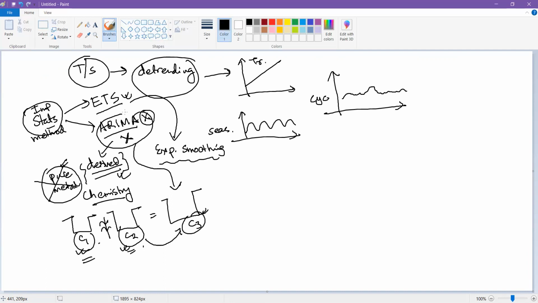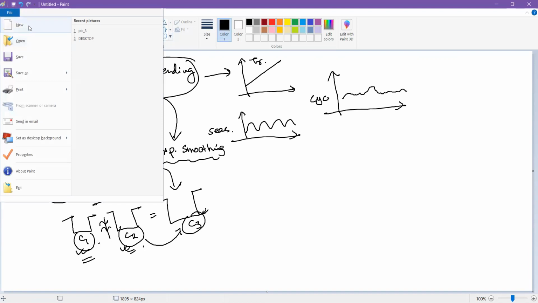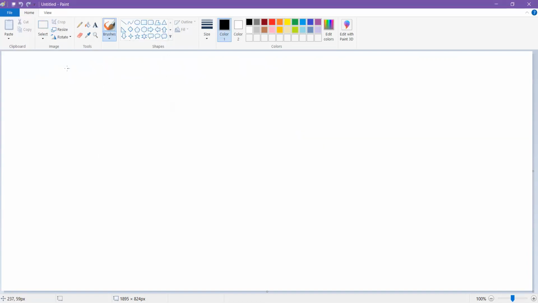So what is exponential smoothing, or what are the methods that give rise to exponential smoothing? But before I go in there, let me just ask if there are any questions, if you have any doubts until this point in time. No doubts as of now. Okay. So let's talk about the exponential smoothing technique, right?